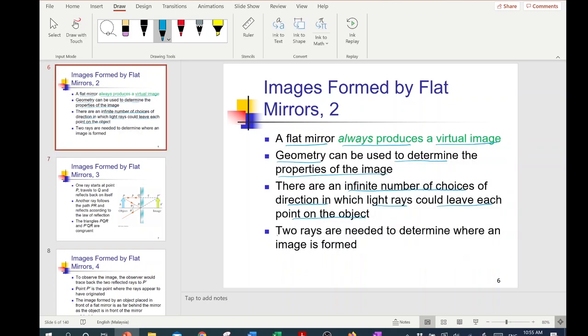As mentioned here, two rays are needed. The minimum is two rays. No need to have more, but the choice is infinite.